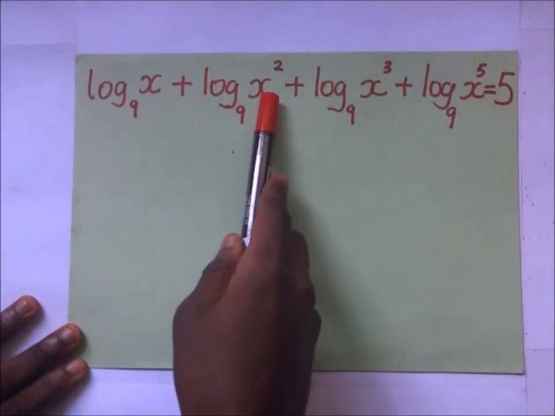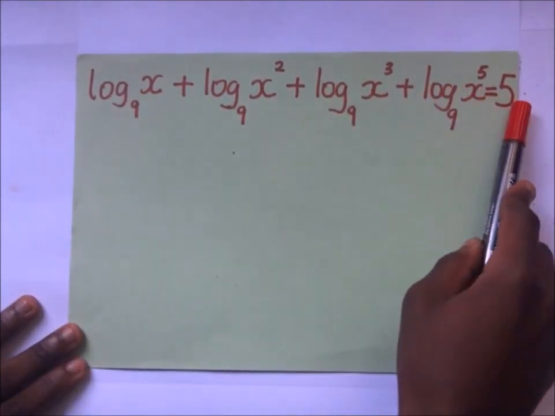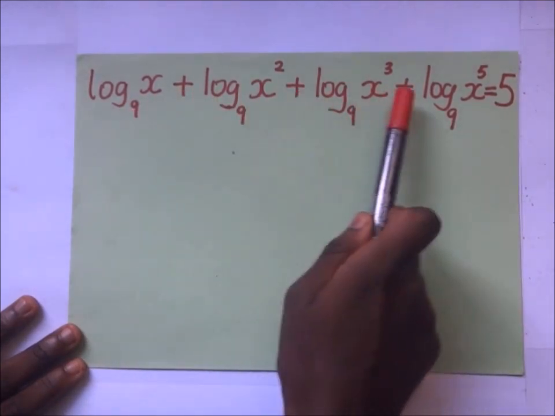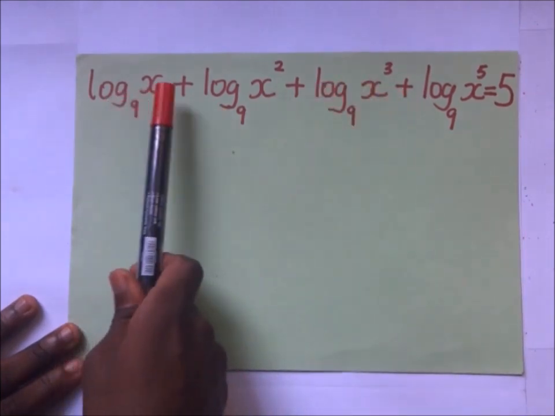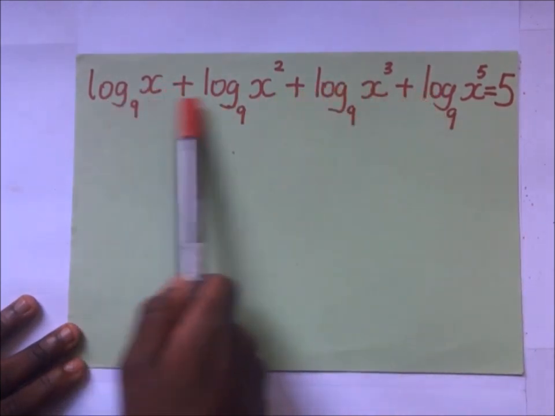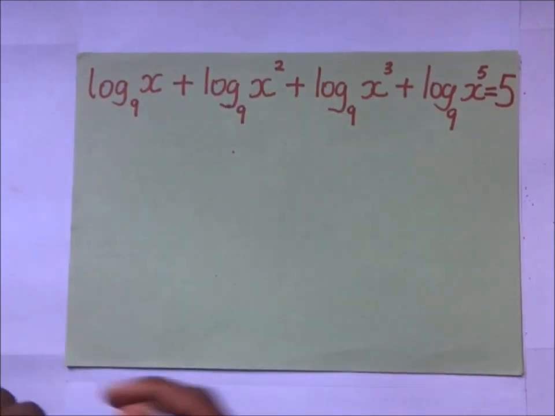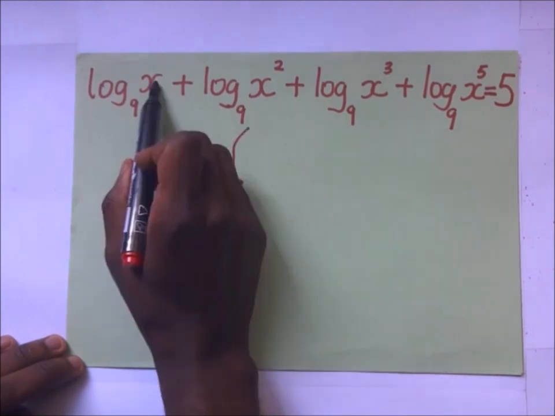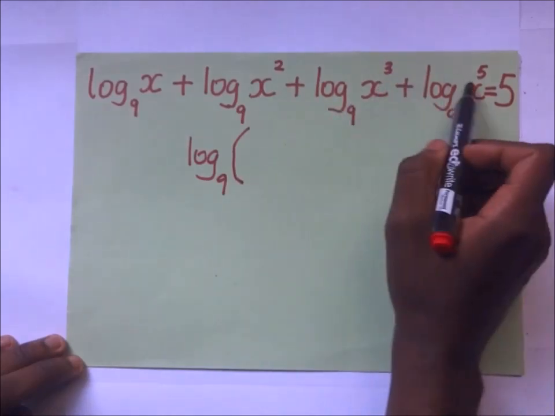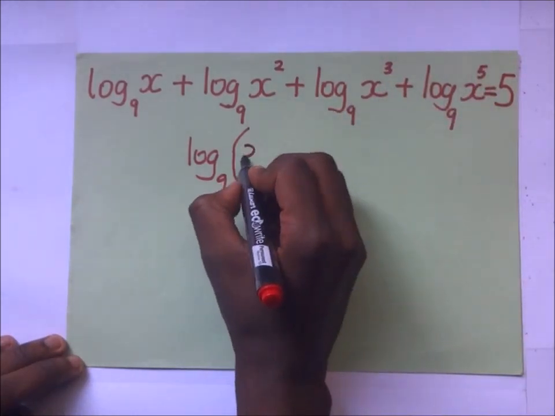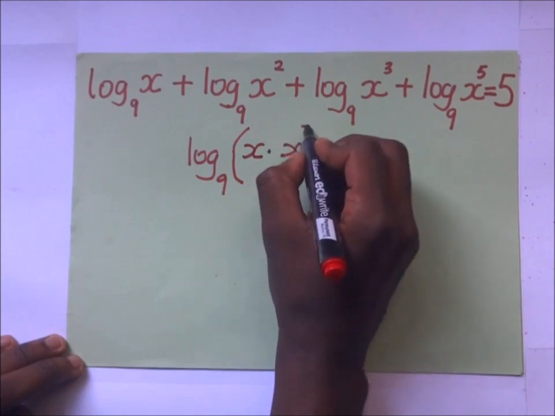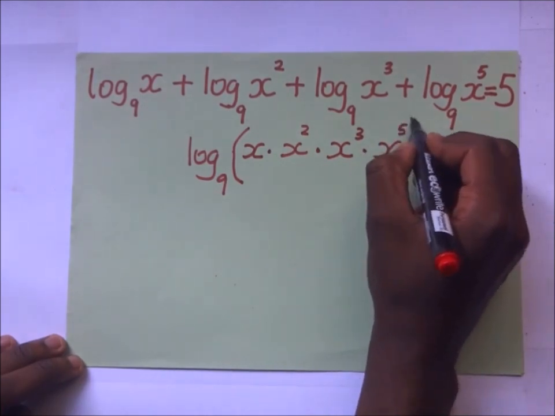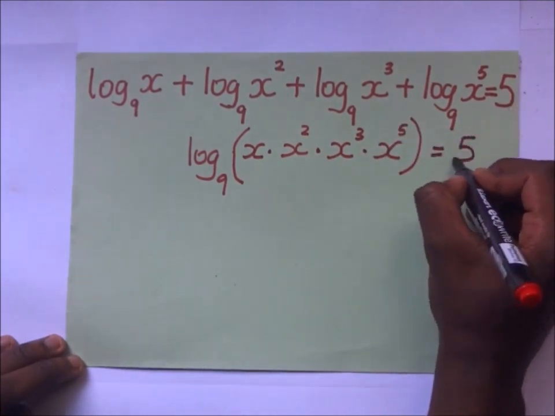So here we are required to find the value of x still. All this equation is equal to 5. These are all having the same base 9, and they are being added. So using the property of addition of logarithms, we are going to multiply these terms. So we shall maintain the base, which is going to be the log to base 9 of x times x squared times x cubed times x to the power 5, which is going to be equal to 5.